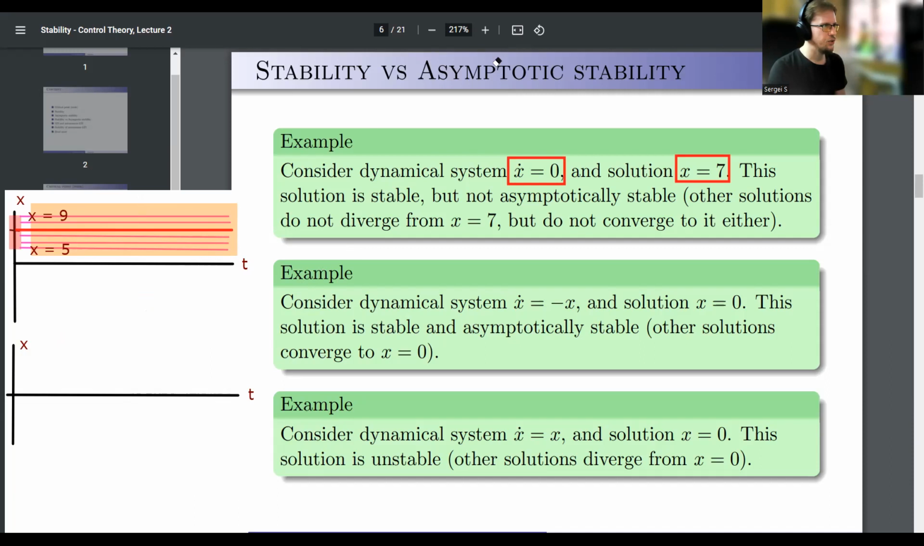Let me just show one more example. The next example is x dot equals minus x. And the solution is x equal to 0. This solution is stable, and it is also asymptotically stable.